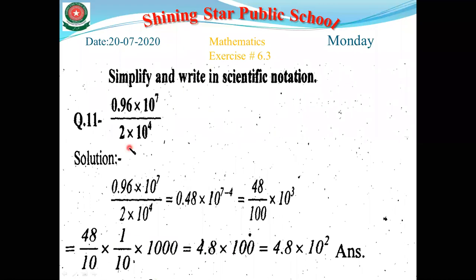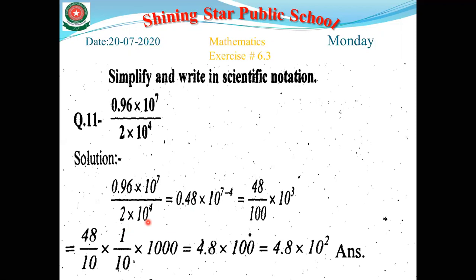0.96 multiplied 10 power 7 divided by 2 multiplied 10 power 4. Okay, ji. Here is 0.96 multiplied 10 power 7 divided by 2 multiplied 10 power 4. 2 ones are 2. And when we divide 0.96 by 2, it becomes 0.48. Okay. As we know that we did these types of questions in our previous chapter.